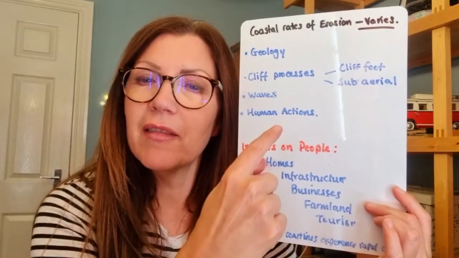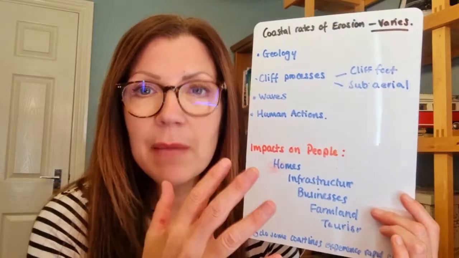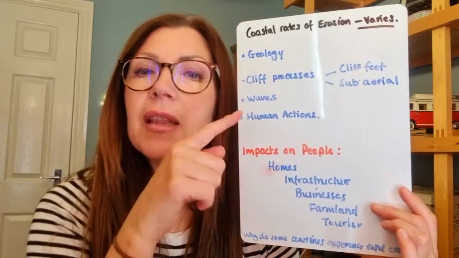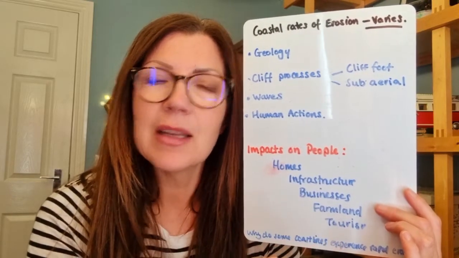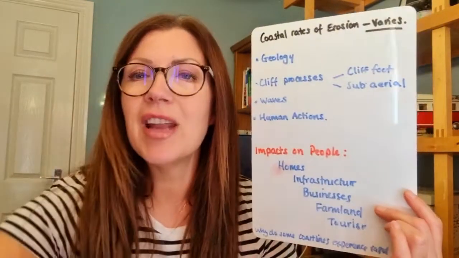We can use these factors here, and then if it's what is the impact of that rapid erosion on people, then I would use your Holderness coastline here to talk about these impacts. So that is the coastal rates of erosion and how they vary.